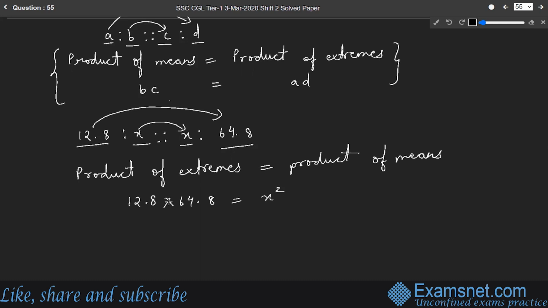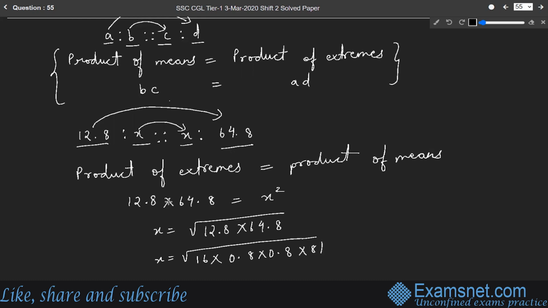Now, when we further multiply these values, what are the values here? X square is equal to 12.8 into 64.8. All right. So X will be equal to under root of 12.8 into 64.8. Right. Now it can also be written as under root of 16 into 0.8 into 0.8 into 81. Because 0.8 into 0.8 will be 0.64. Right. When we multiply 0.8 into 0.8, it will be 0.64, right? And 16 into 81 gives 1296, all right?